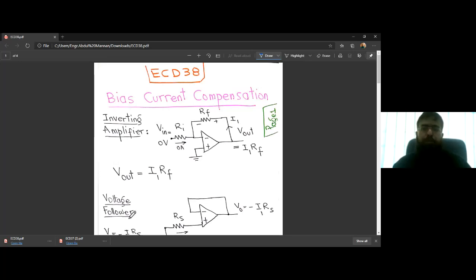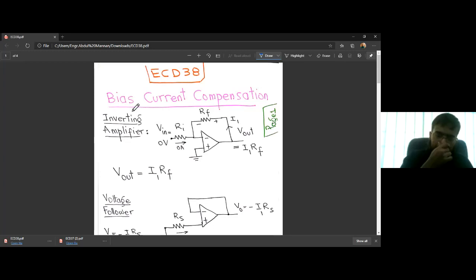Eighth lecture. In this lecture, we'll continue studying some basics about operational amplifiers. We started studying operational amplifiers a couple of lectures before. In this lecture, we will study bias current compensation.